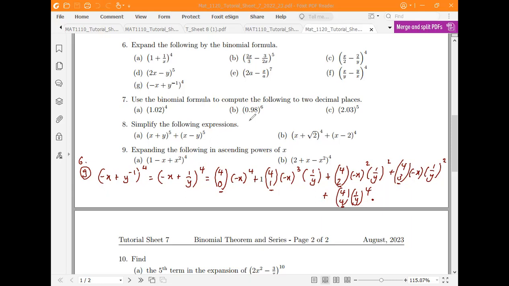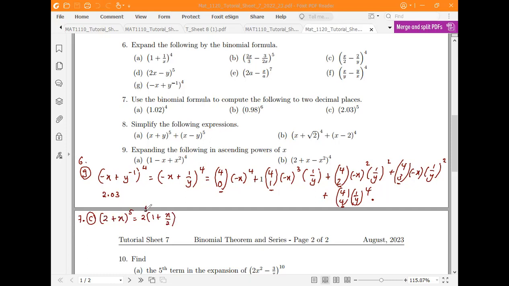Okay. So go to 7. I think 7A we did. Yes. So do C. C is 2.03. So we want to do an expansion of, let's do 2 plus x to the power 5. On the right it has 2, 1 plus x over 2.